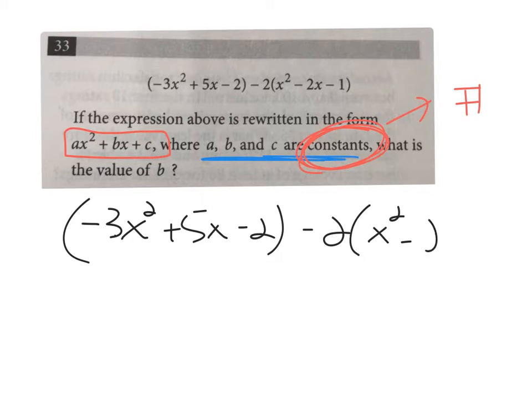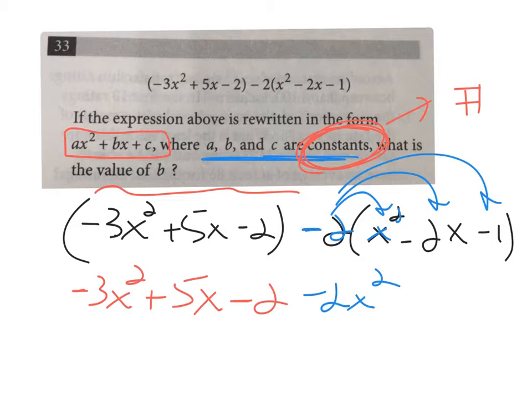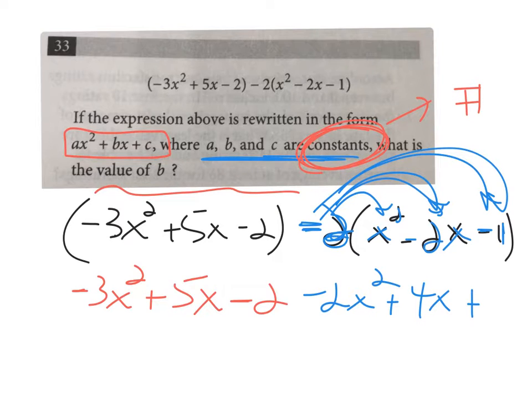The first term is going to stay as is. So the first polynomial I'm just copying over: negative 3x squared plus 5x minus 2. Now I'm going to distribute the negative 2 to all three terms. So negative 2 times x squared is negative 2x squared. Negative 2 times negative 2x is a positive 4x. And then negative 2 times negative 1 is positive 2.